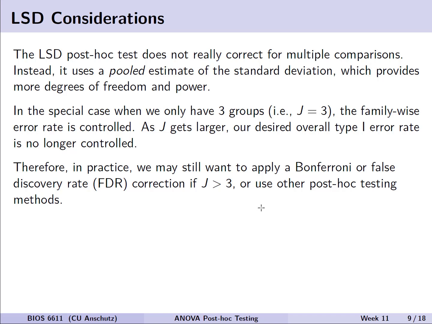If we are in the special case when we have only three groups, or J equals three, in that one situation, the family-wise error rate will be controlled at our desired alpha type 1 error level. However, as J gets larger, our desired overall type 1 error rate is no longer controlled. So if we are concerned about maintaining that family-wise type 1 error rate, we will need to use other methods, or in practice apply something like a Bonferroni or an FDR correction to help rein in that runaway chance of making an incorrect conclusion across all of our tests. Alternatively, as we'll see in the next section, we can also use some other formal post-hoc testing strategies that account for multiple comparisons.